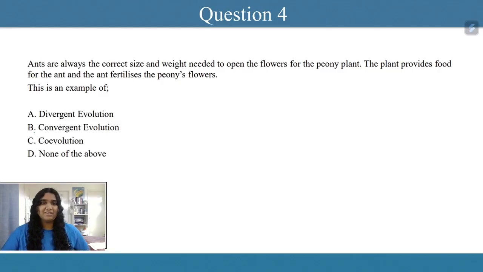Here we've got ants that are always the correct size and weight needed to open the flowers for the peony plant. The plant provides food for the ant and the ant fertilizes the peony flowers. This is an example of divergent, convergent, coevolution, or none of the above.